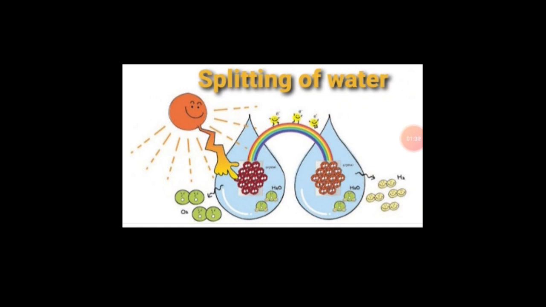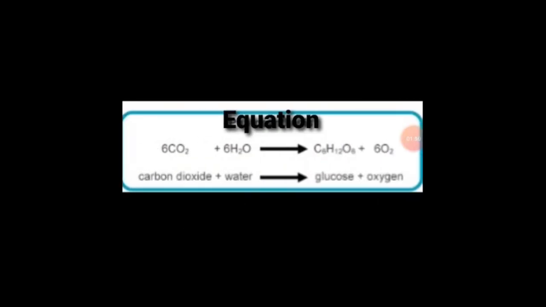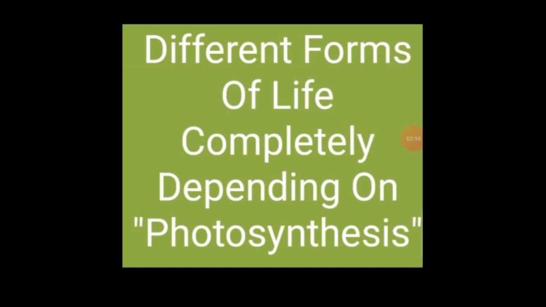Photosynthesis is the only process which produces free oxygen by splitting water. This oxygen is utilized by all living organisms to survive. The equation for the photosynthesis process is carbon dioxide plus water gives us glucose and oxygen: 6CO2 plus 6H2O gives us C6H12O6 plus 6O2. Different forms of life are completely dependent on photosynthesis.